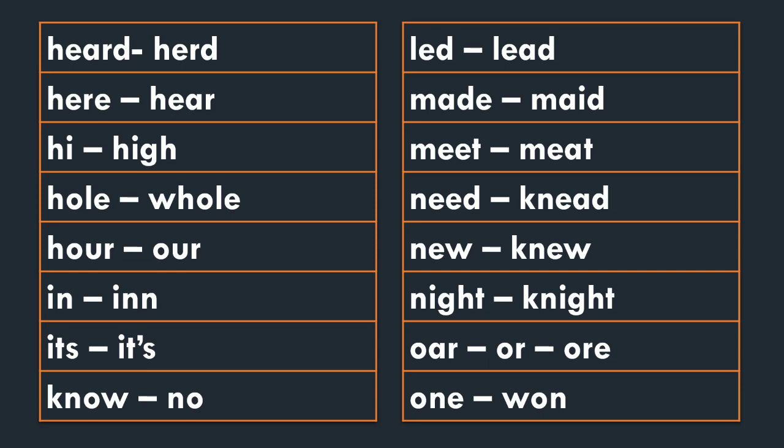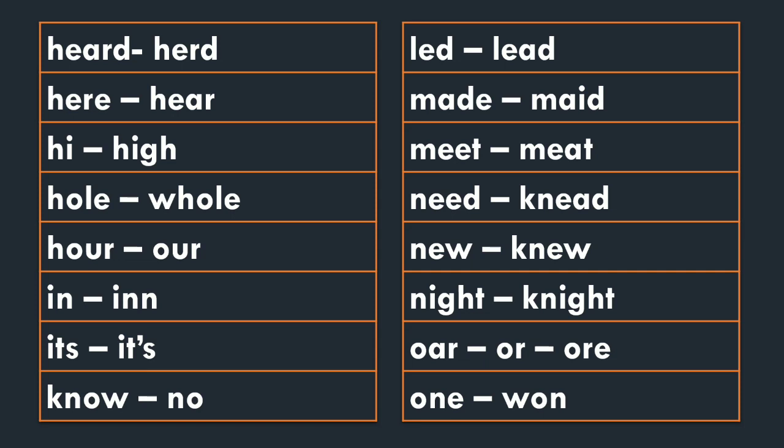Next is L-E-D, led, and L-E-A-D, lead. So when you say led, it's the past form of lead. Lead in the present means the past is led. So its meaning is to guide somebody or just to show the way, just be the leader, like that, led. And L-E-A-D, lead, is a noun and it's a chemical element with the symbol Pb and atomic number 82.